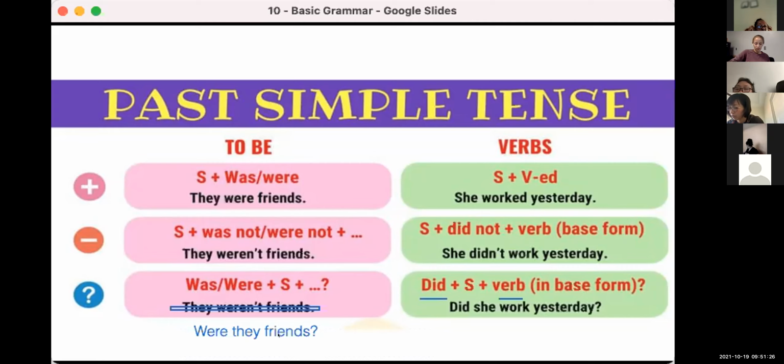Teacher, is did for all pronouns? For all the pronouns, yes, we'll follow did. I did not, she did not, they did not. With this simple past tense, these non-be verbs are pretty simple because we don't have to change them based on the subject. They'll always have only one form.